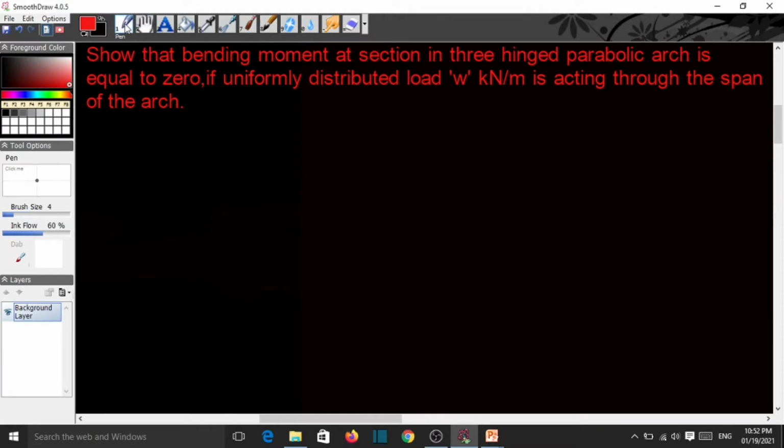Now first we draw the loading diagram. Suppose this is the arch having support A as a hinge, then support B is a hinge, and third, at the crown, C is a hinge. This is A, this is B, and suppose this has the length L, and this has the rise H.